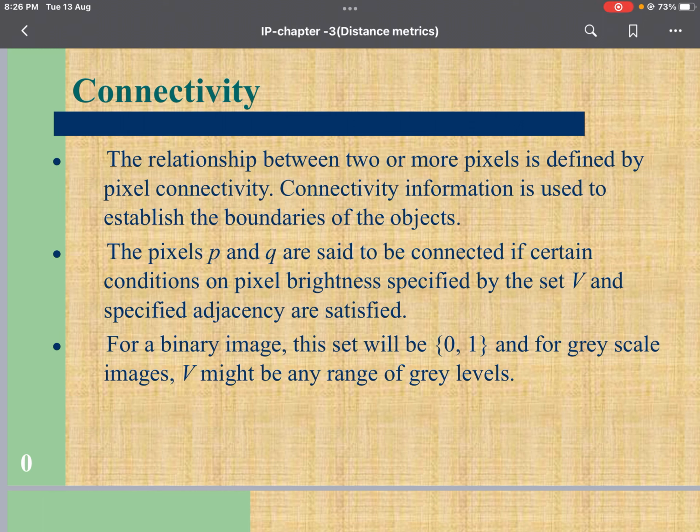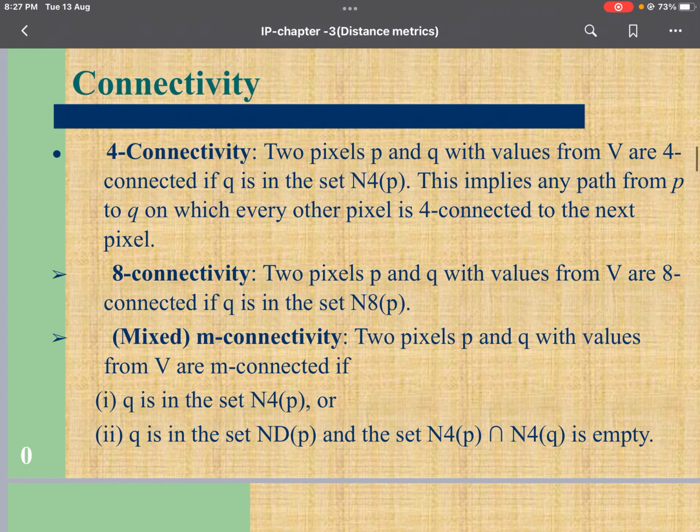Connectivity means the relationship between 2 or more pixels, which is defined by pixel connectivity. Let us take an example. We have 2 pixels, p and q, which are said to be connected if certain conditions of the pixel brightness specified by the set V and specified adjacency are satisfied. For example, for a binary image the set V is 0 and 1, and for grayscale images the value set V might be any range of the grayscale values.